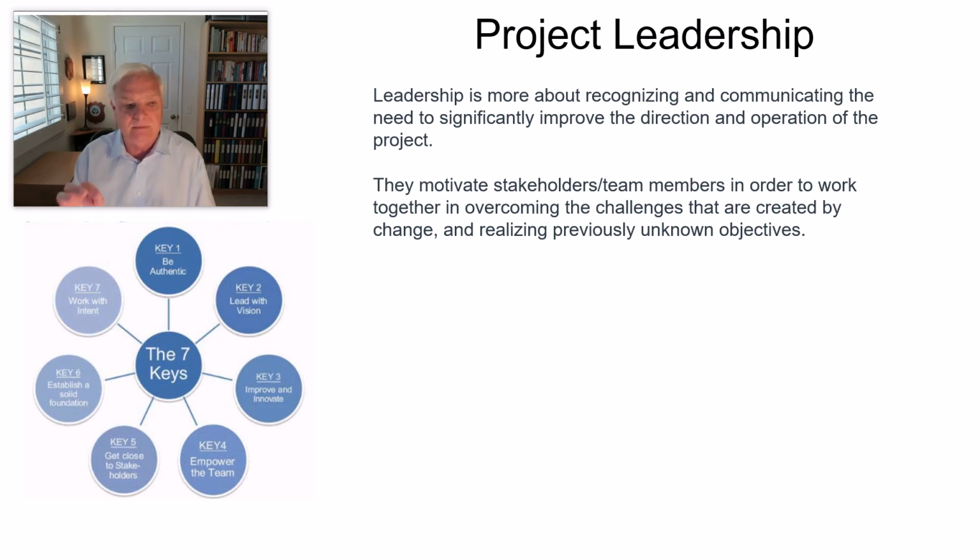Those are the key elements, and we've got the 7 keys over here that we talk about for a leader. We want you to be authentic. You need to lead with vision. You have to improve and innovate, empower the team, get close to the stakeholders, both internal and external, establish a solid foundation, work with the intent, make sure people understand that, and finally, the last one is all the way back around to the first one. You must be authentic. People recognize when you're not.